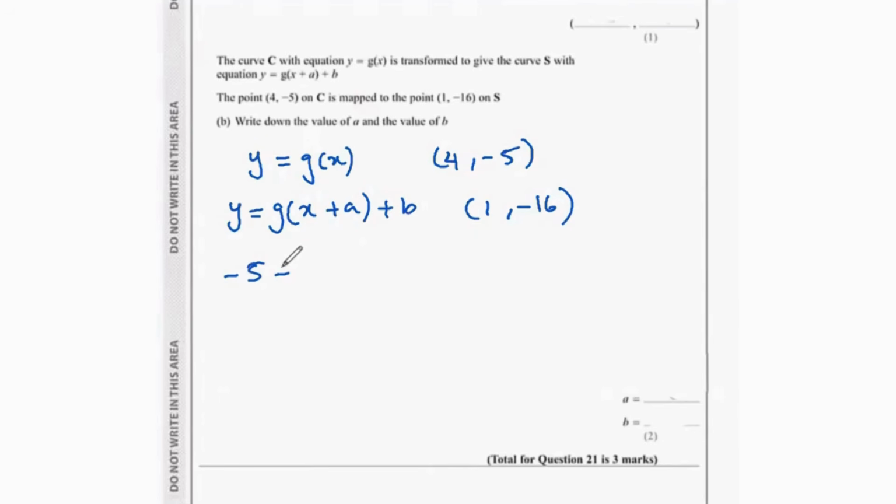So -5 plus b equals -16. So b would be -16 plus 5, which is -11. So b is -11. And for a, on y equals g of x, x was 4, and on S, it's 1. When something is being added to x, that means you're moving that many units to the left-hand side. So from 4, we went to 1, which means we moved to the left-hand side. That means we moved 3 units. So a is going to be 3, because only 4 minus 3 gives us 1.